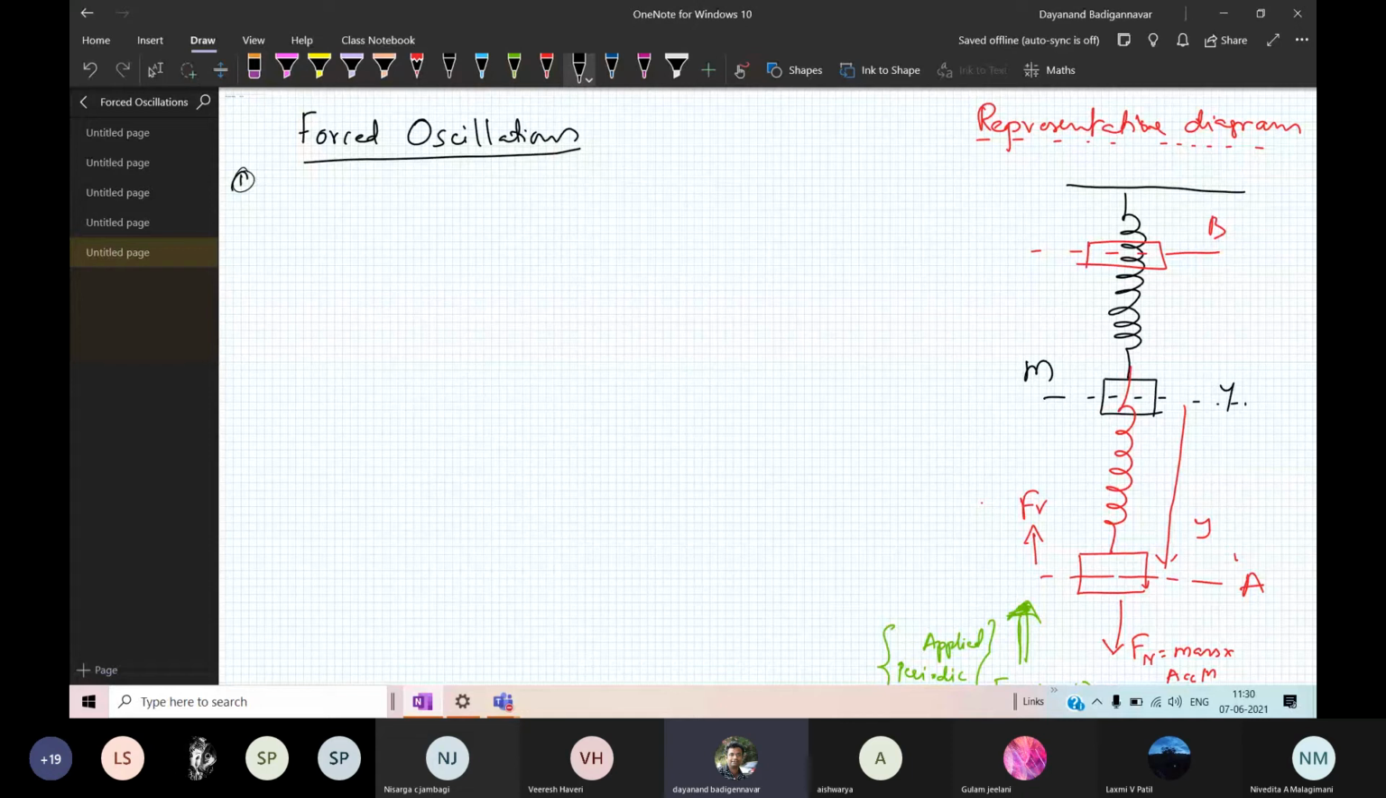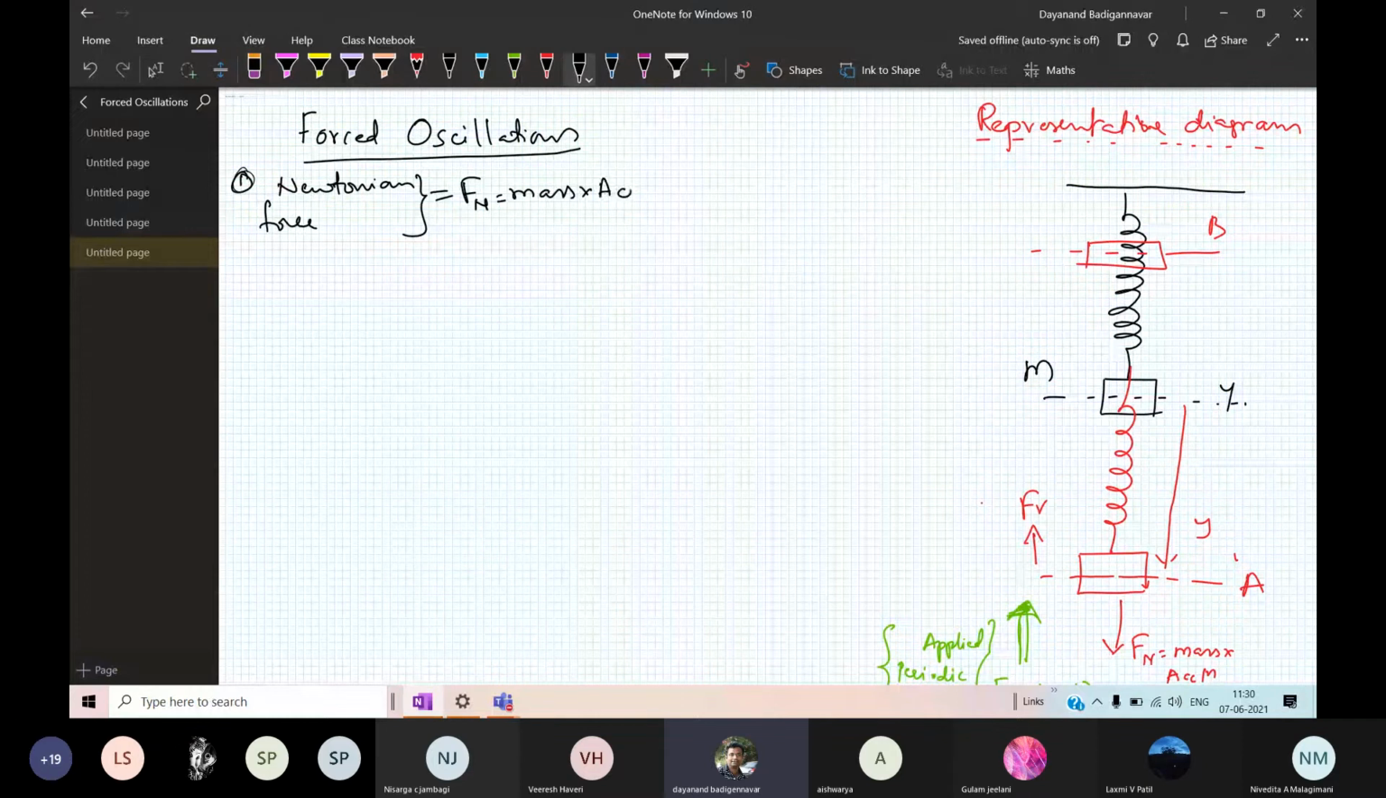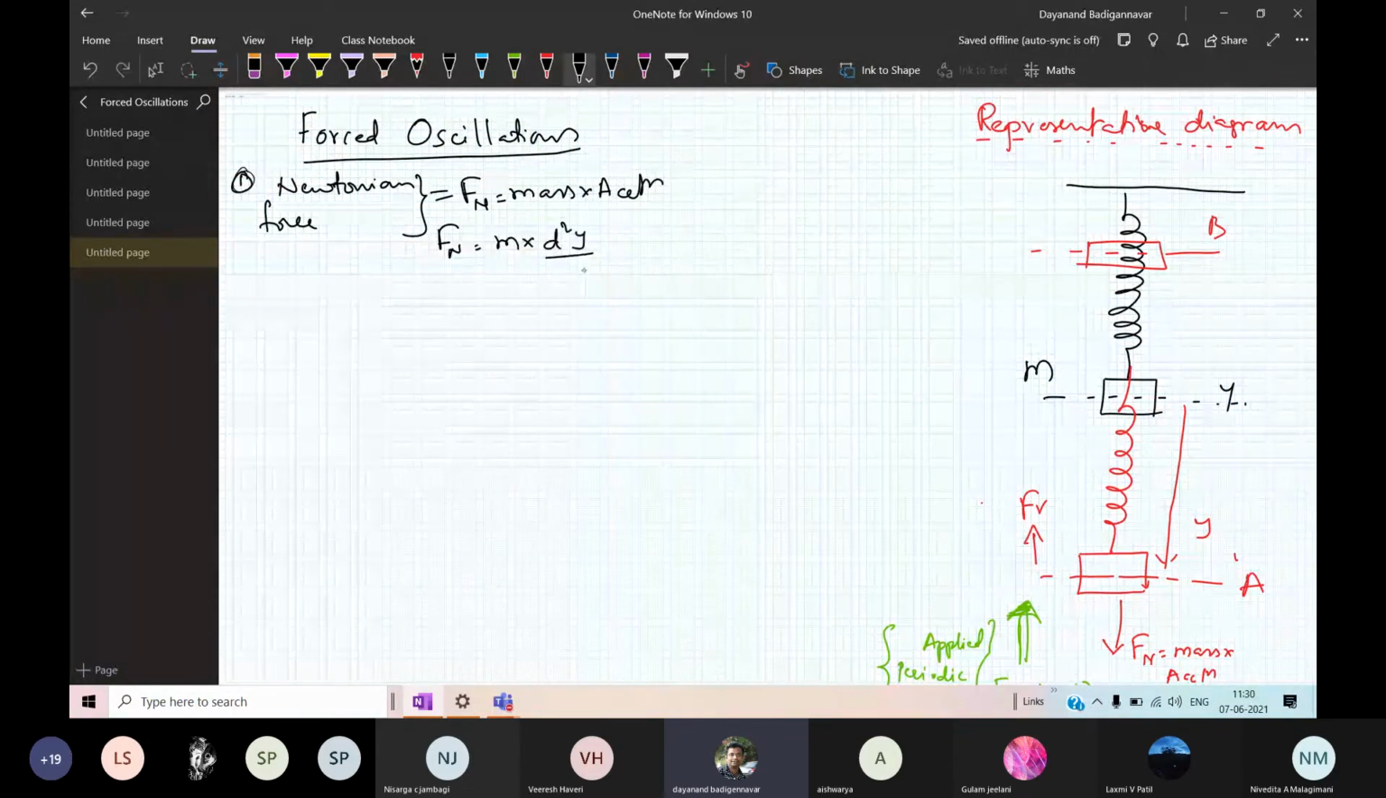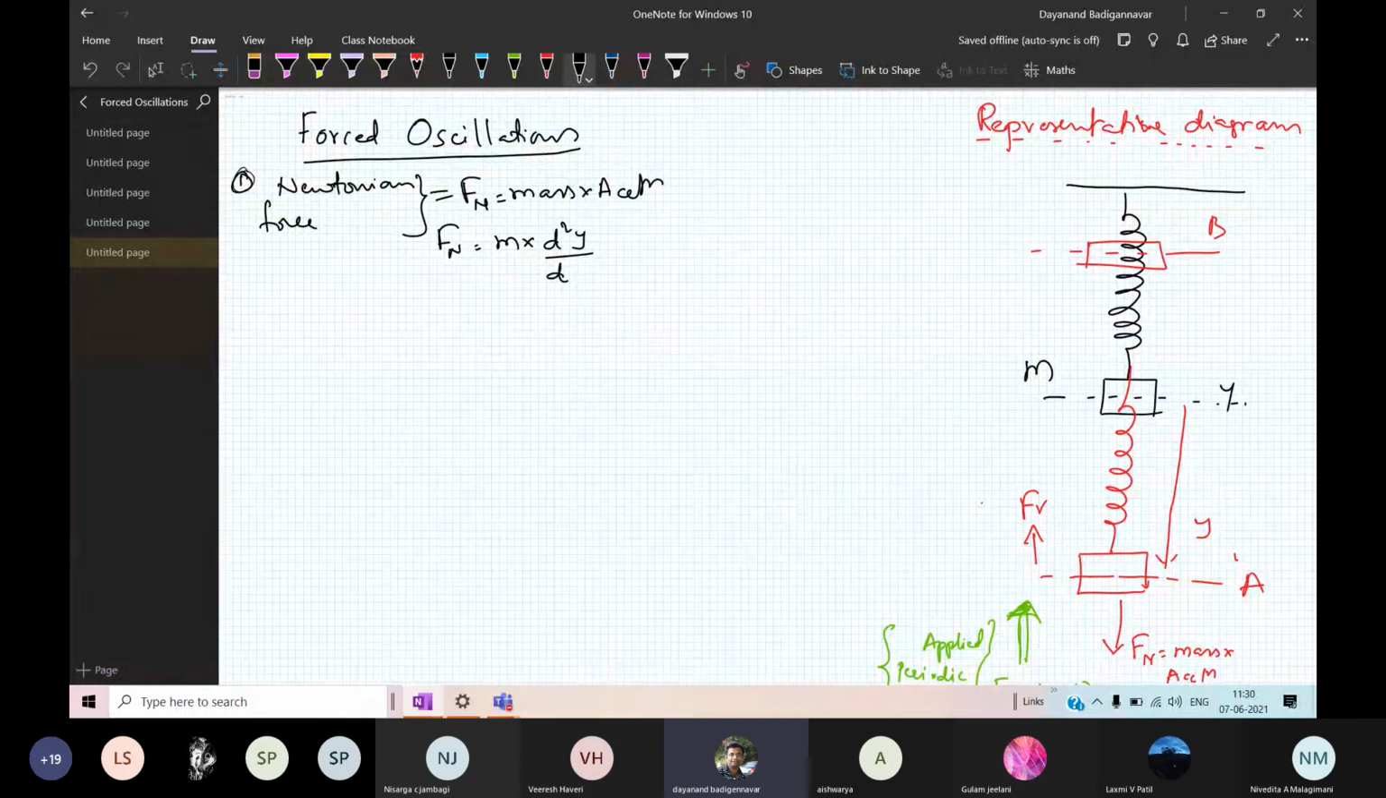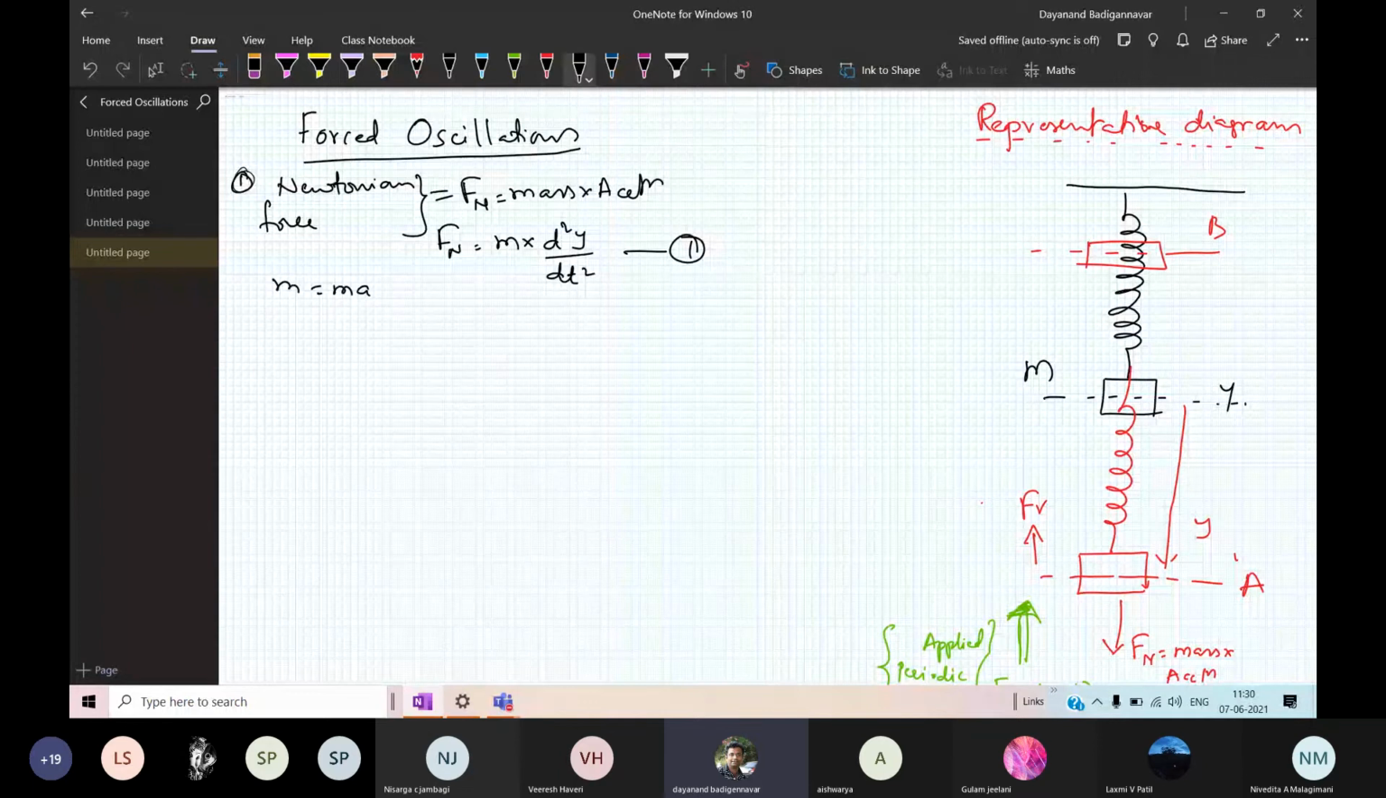Newtonian force, that is acting in the downward direction. That is Fn equal to mass into acceleration. So Fn equal to m into acceleration, and acceleration is d2y by dt square. This is equation one. Why? Because m stands for the mass that you have chosen, y is the displacement. If y is the displacement, therefore acceleration is nothing but d2y by dt square.